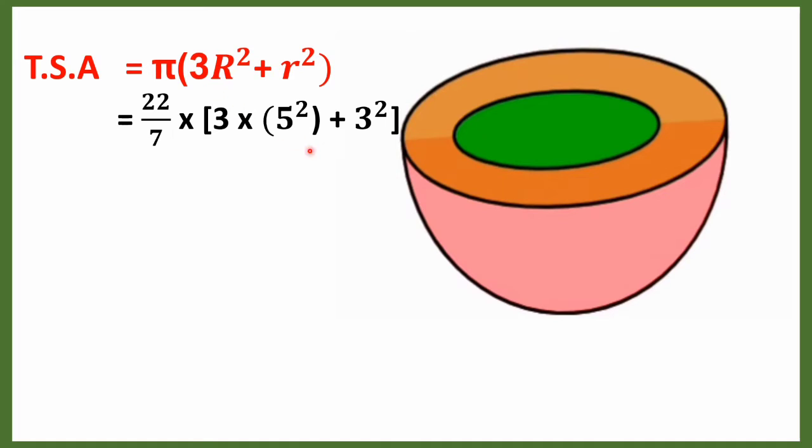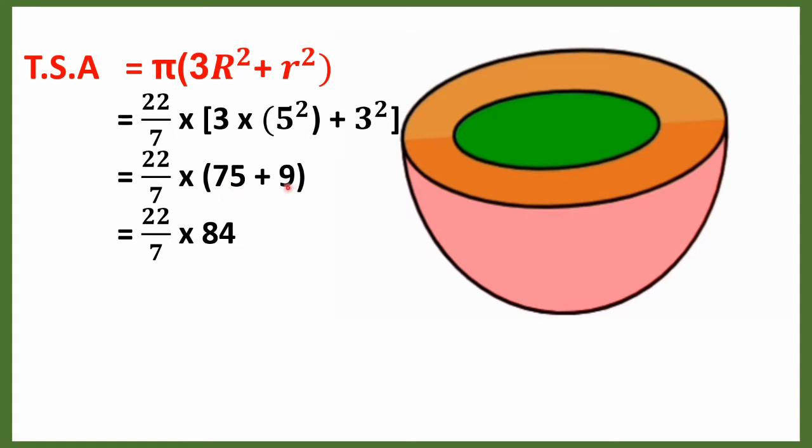Total surface area equals pi into 3R square plus r square. Substitute the values. First we take the square of 5, then multiply by 3. 5 fives are 25, 25 into 3, 75. 75 plus 9, 84. Here the 7 and 84 get cancelled. So 22 into 12, 264 meter square.